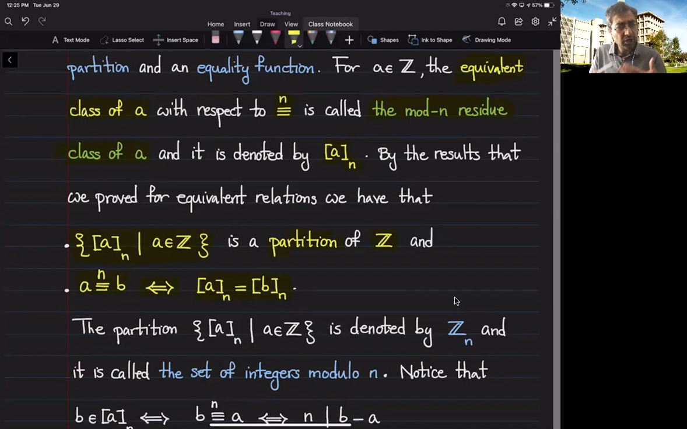It would be more concrete to work on this side, but it would be more conceptual to work on this side. We will be asking interesting questions on this side, and we'll be answering them using the other side.